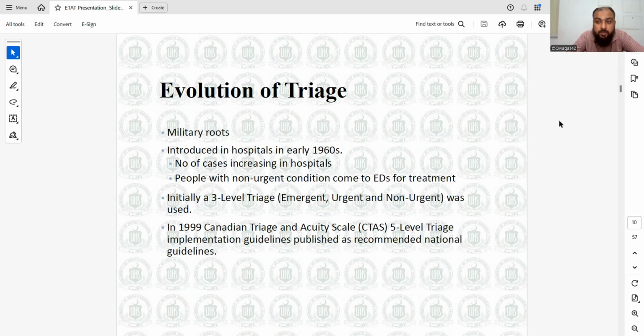Evolution of triage. Military roots. Introduction to the hospitals in the early 1960s. The number of cases was increasing in the hospital. People with non-urgent conditions came to the emergency department for their treatment. That was the major reason that led to the evaluation of patients and the evolving of this triage system. Initially a 3-level triage, emergent, urgent and non-urgent, was used. In 1999, the Canadian Triage and Acuity Scale, CTAS 5-level triage implementation guideline, was published as recommended national guidelines.